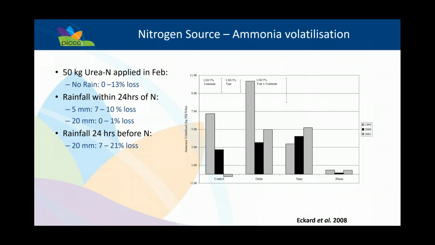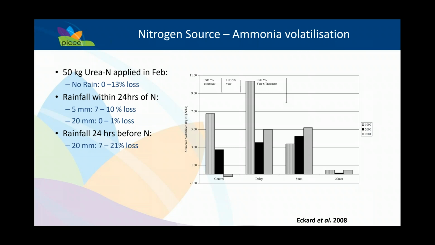We then had two scenarios, one where we said, do we trust the weather report, or do we not trust the weather report? So the one where we trusted the weather report, we said, well, we'll put out the urea and then assume we either get 5 millimeters of rain on top of that or 20 millimeters of rain on top of that. And you can see with 5 millimeters of rain, we got between 7% and 10% loss. So it didn't make it worse to have some rain on top of the urea. It didn't make it worse than doing nothing. With 20 millimeters of rain on top of the urea, we had absolutely no loss. It washed it into the soil and it eliminated the volatilization loss.